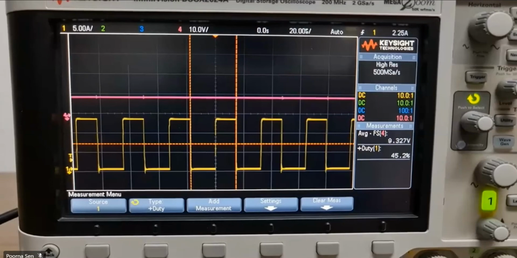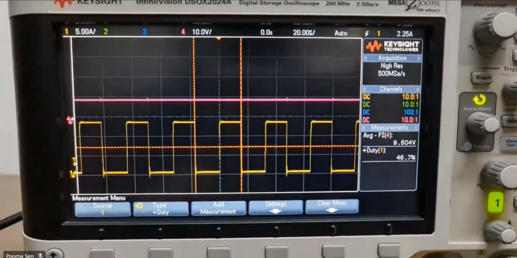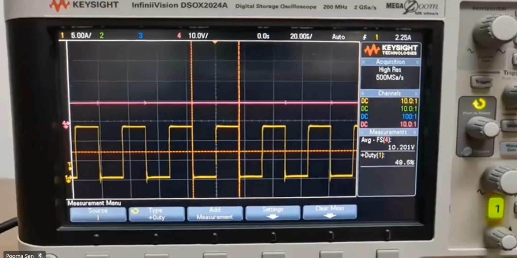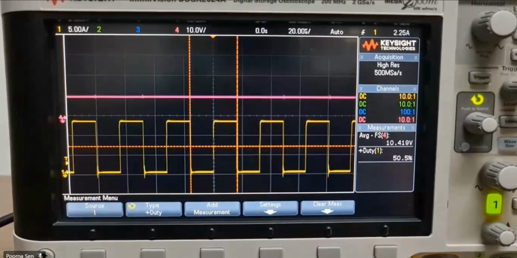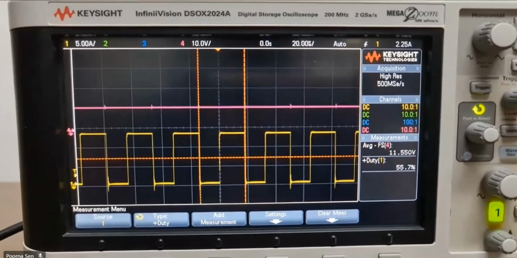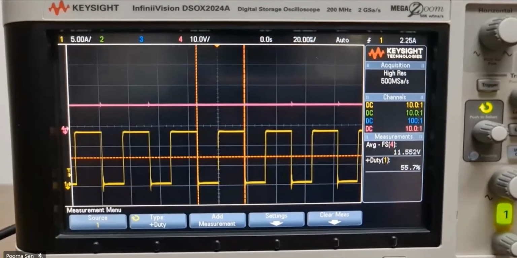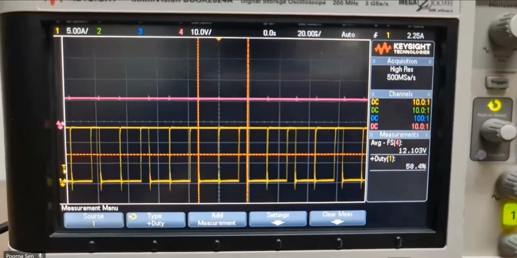Duty ratio is 45.3%. Output voltage 9.312 volts. Load current 140 milliampere. Duty ratio 50.5%. Output voltage 10.42 volts. Load current 160 milliampere. Duty ratio 55.7%. Output voltage 11.54 volts. Load current 170 milliampere.